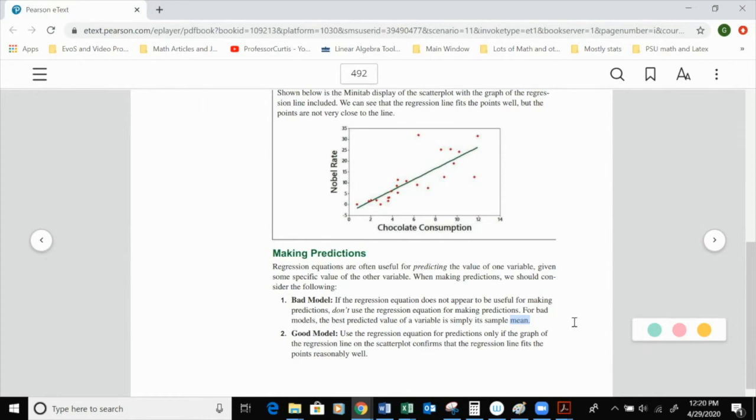You're trying to predict a value. It's the best point estimate. The best point estimate is the sample mean. And you say, how tall do you think that penguin is? I don't have any other data to work with.